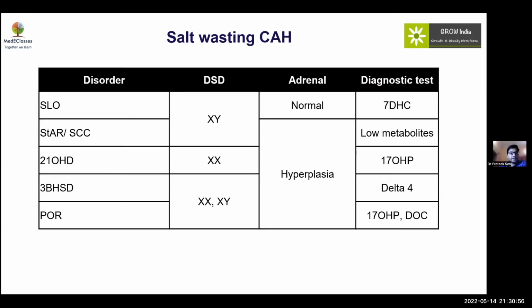Now, salt wasting CAH is the most common cause of primary adrenal insufficiency in children. Of course, there are various types, but most commonly 21-hydroxylase deficiency should be looked out for. According to where the defect is, such as Smith-Lemli-Opitz, look for 7-DHC levels. StAR and SCC will have low distal metabolites. For 21-hydroxylase, we all know, look at 17-OHP levels. So, according to whatever the defect, salt wasting will occur.